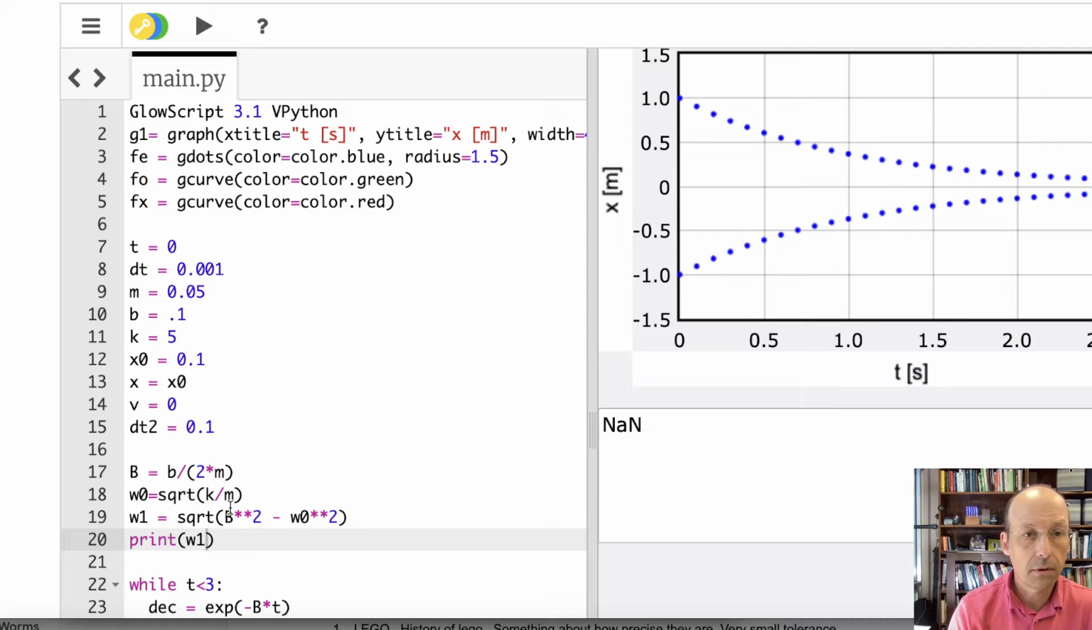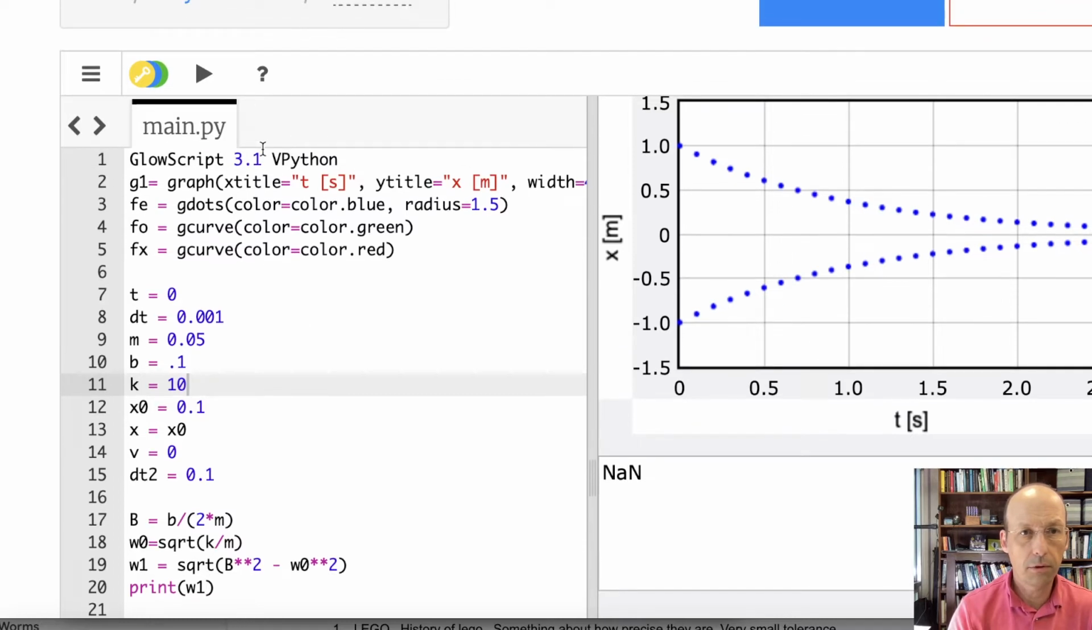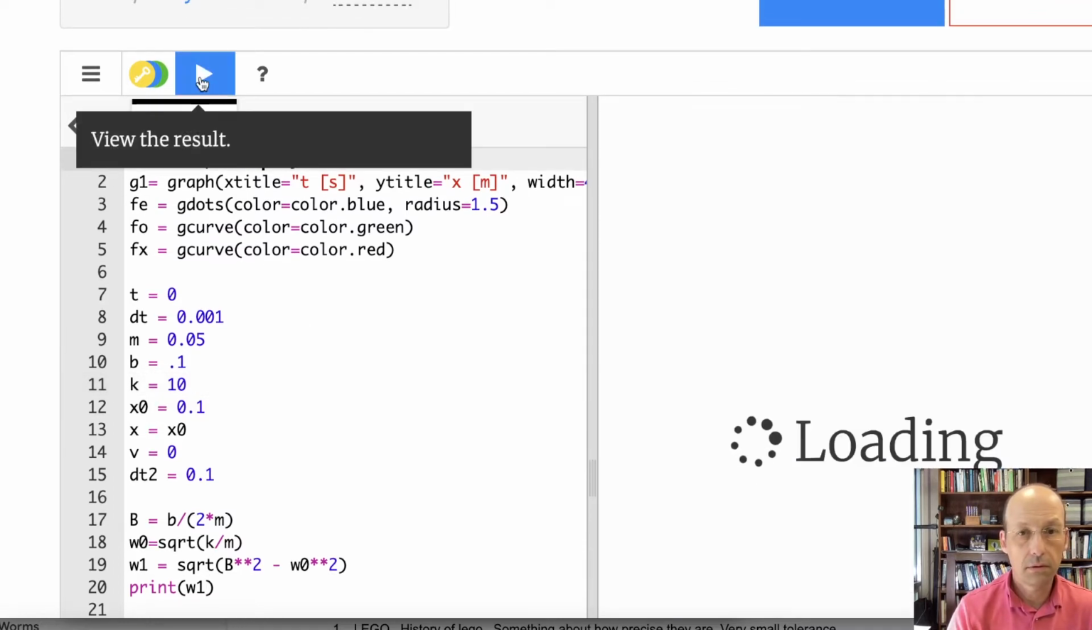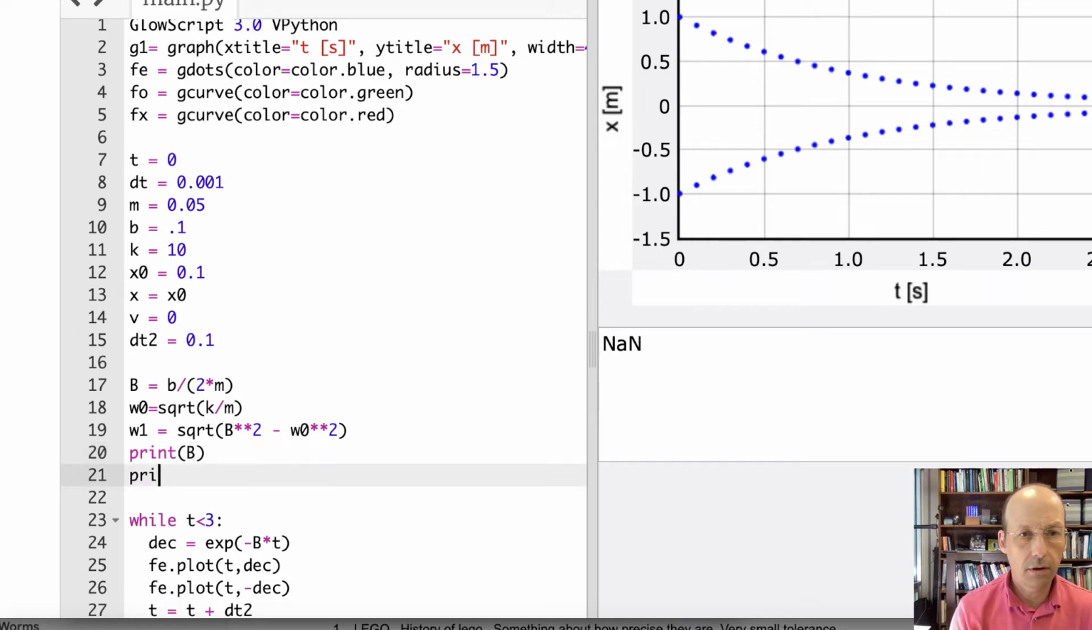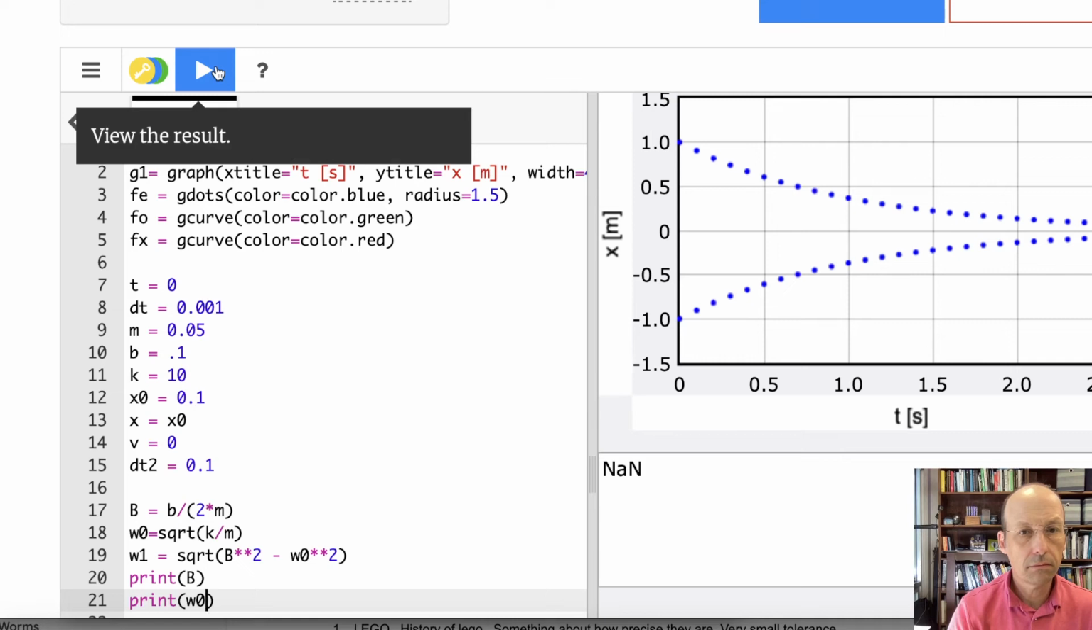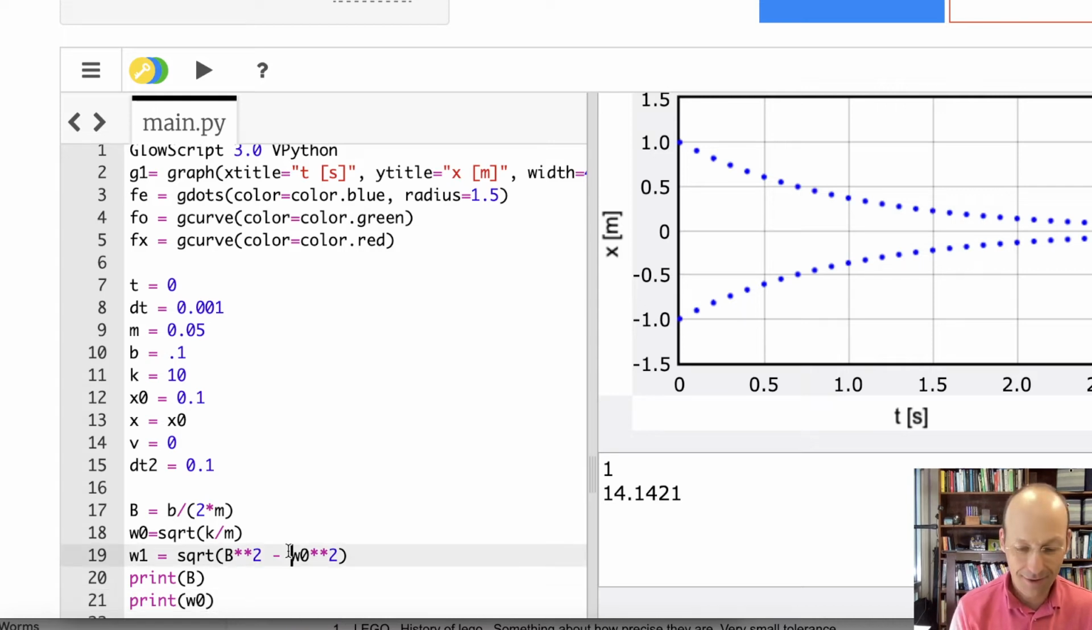Beta is not a number because b is 0.1, k is, I think I put 10. Why is it not a number? Okay, let's see. Print b. Print omega 0, k over m. Oh, I know why, because I got this backwards. I said omega. It's an imaginary number.